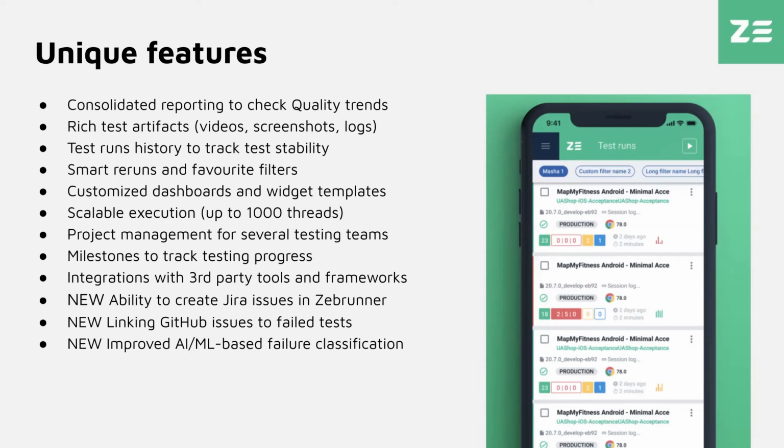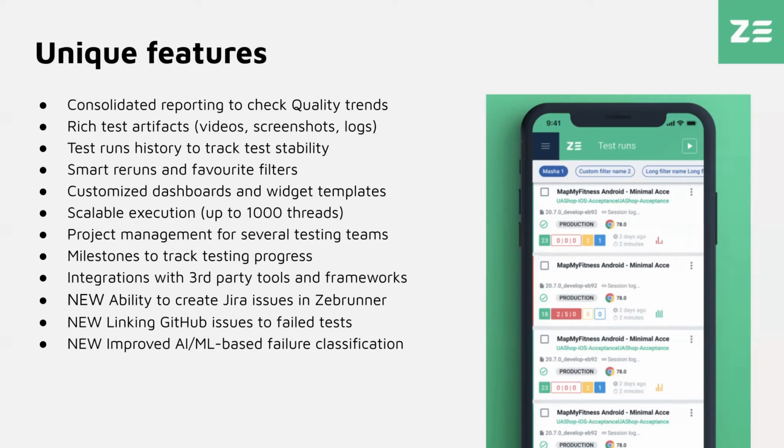Zebrunner provides smart reruns, so it's the ability to rerun only failed tests and the ability to manage the increasing number of test runs with smart filters that you can save and share with your team. Moreover, Zebrunner provides customized dashboards and widget templates, so you can create an unlimited amount of widgets with different filters, with different metrics. And that's not really all.